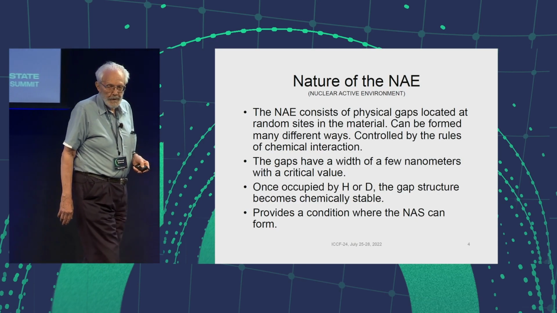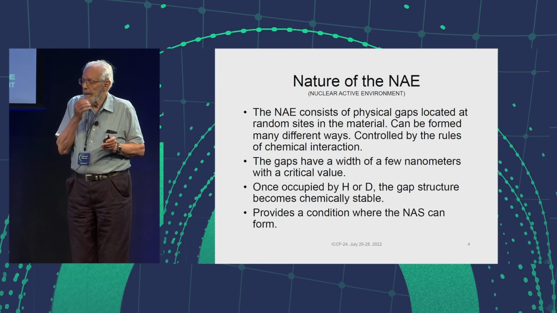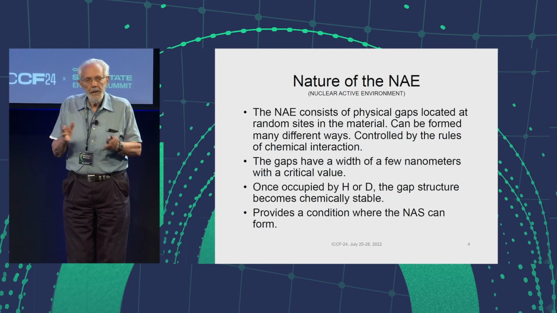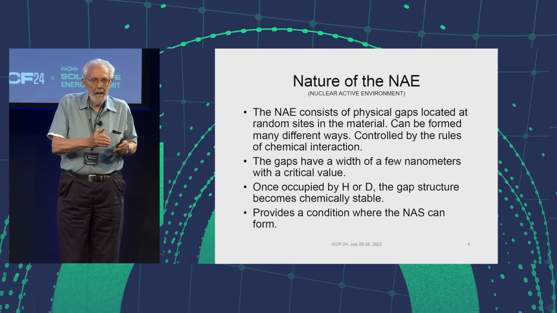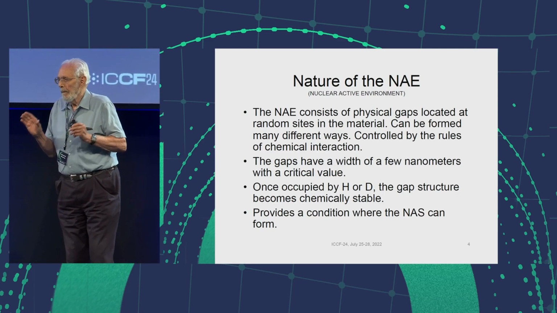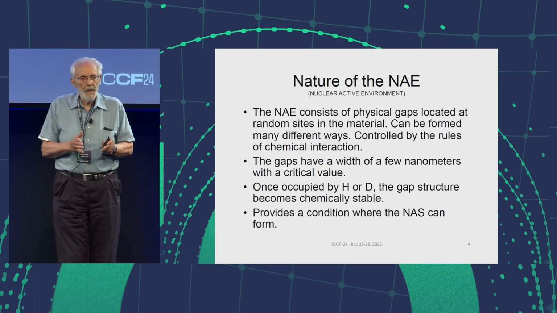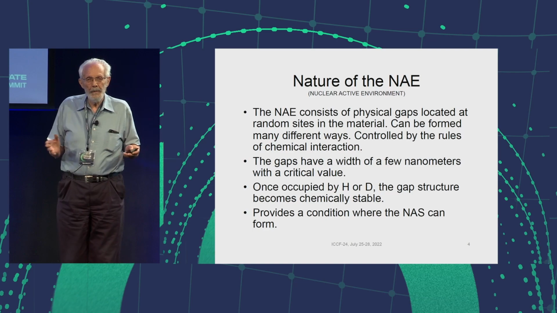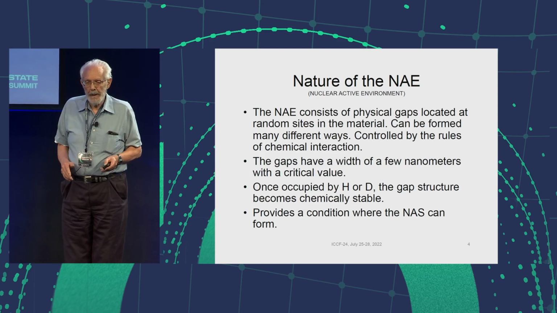So let's talk about the nature of the nuclear active environment. It has to be something that will attract the hydrogen. In other words, it has to look different than the lattice from which it came. But it has to not allow the formation of the hydrogen molecule. So it has to have what I call a range of size. It has to have a critical size. That's what makes it rare and difficult to form. That's why cold fusion is so difficult to reproduce: getting that environment to form in its correct configuration.